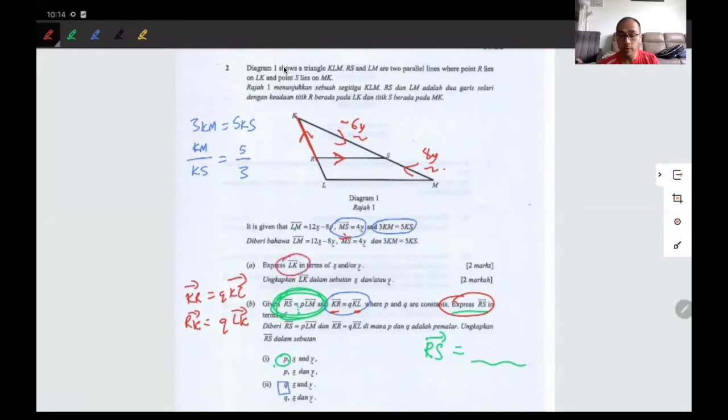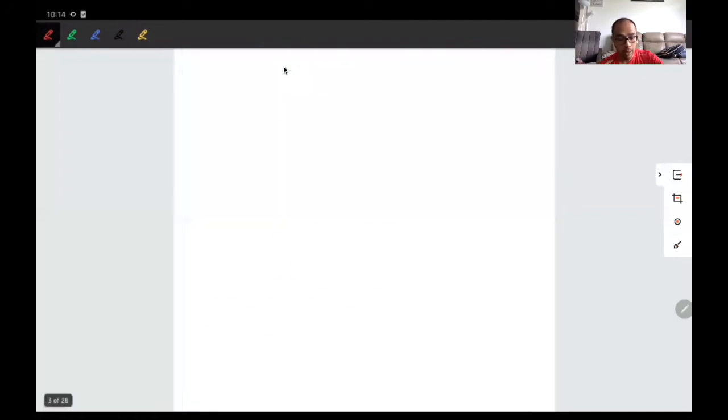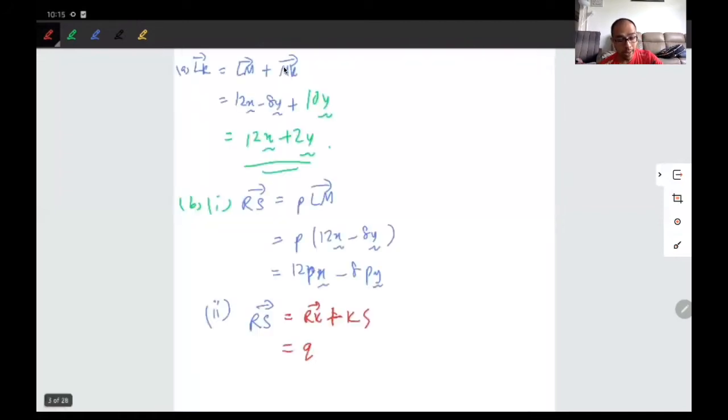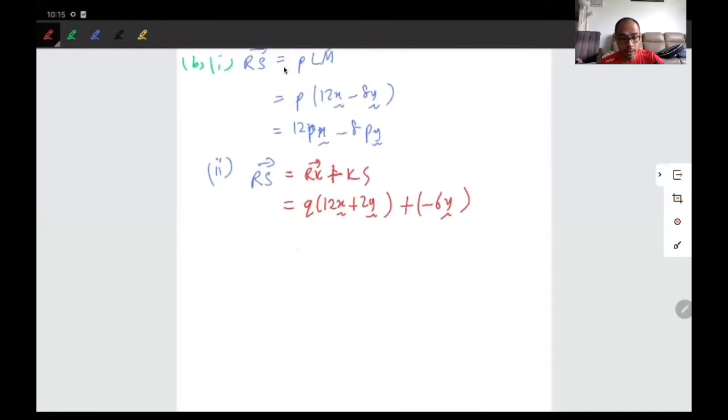Yes, we have. We found it in question A. So since we want RK is QLK, LK is 12x plus 2y, plus KS, KS is negative 6y. So minus 6y. And this will give us 12qx, sorry, this q is not here, plus 2qy minus 6y. If I gather these two together, I'll get 12qx plus 2q minus 6y.